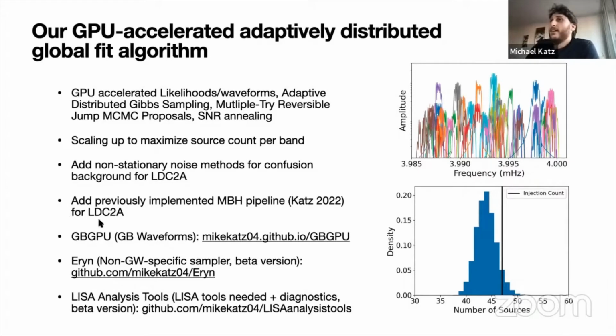All of the waveforms and codes that we use are publicly available. The galactic binary waveforms are fully publicly available and available here. If you were at the LDC workshop yesterday, you got a taste of this. The sampler, which we have, is not gravitational-wave specific, and a set of tools called LISA Analysis Tools are also publicly available, but they're in a beta version.